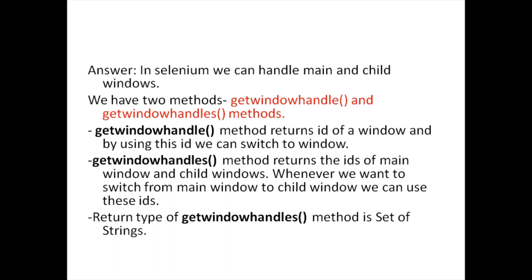This method returns the IDs of the main window and child windows. As we know, there is a main window and different child windows. Whenever we use getWindowHandles, it returns a set of strings, and these strings consist of the IDs of the windows. By taking those IDs, we can switch to any of the windows, whether it is the main window or a child window. In this way, you can give the answer.